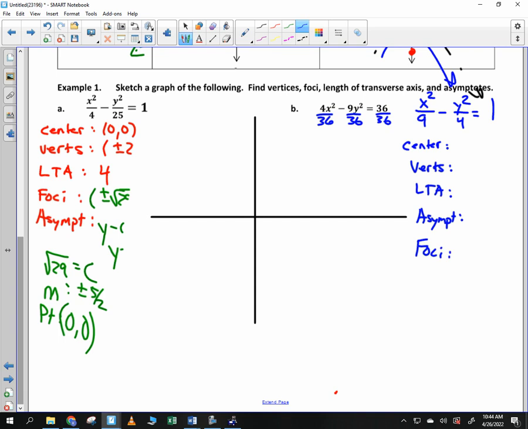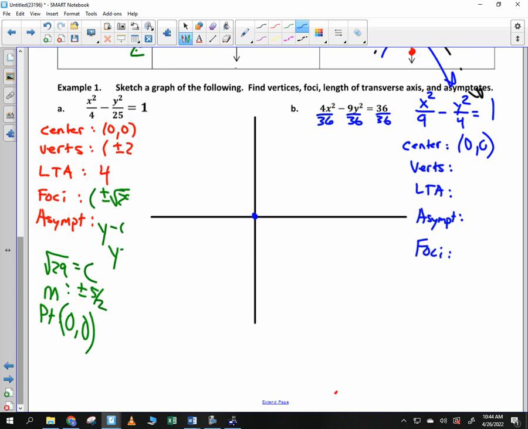Horizontal or vertical? Y. Yeah, the x is positive, the y is negative. Usually everybody says it's going to be vertical because we just did a horizontal one. But I want you to look and understand that x is positive, so therefore it's horizontal. So what's the center? 0, 0.